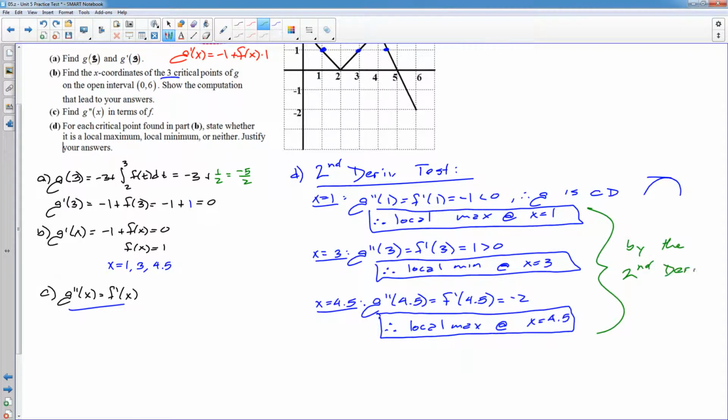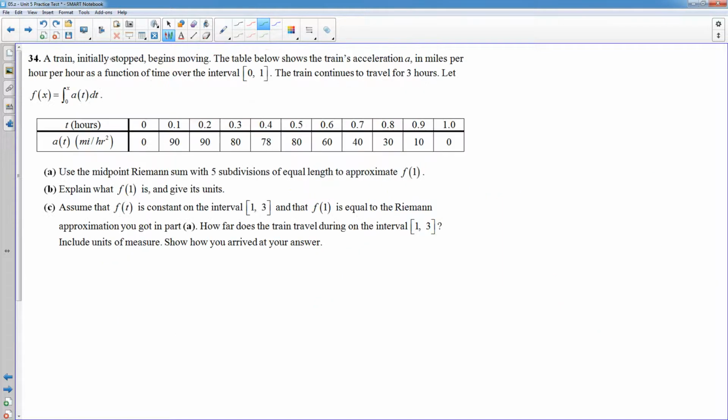The second derivative test does not find concavity. The second derivative test finds local extrema, and it uses concavity to find the local extrema. Okay, good? All right. Next.